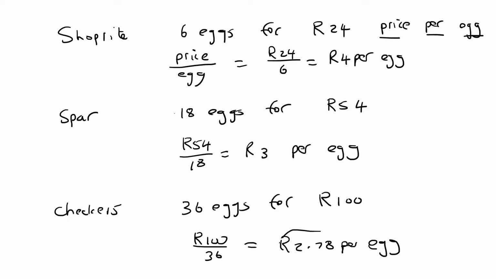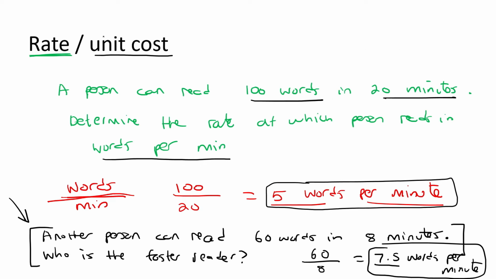Well, Checkers is going to be the cheapest because you only pay R2.78 for one egg, whereas at Spar you're paying R3 for one egg, and at ShopRite you're paying R4 for one egg. Okay, now we're going to move on to the normal examples, but I just wanted you to get an idea of how useful rate and unit cost can actually be. Unit cost is just when we're talking about things like eggs and things, but it's all the same thing, actually.